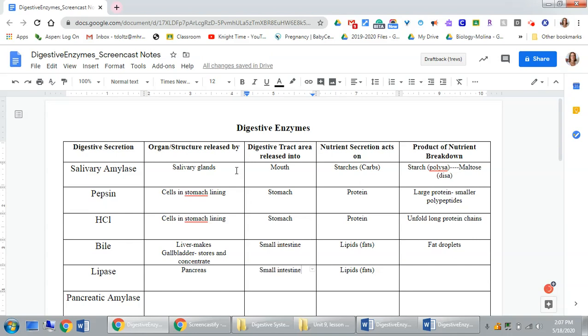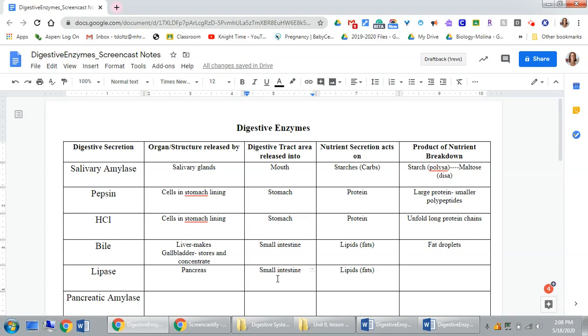Notice, like with these, you made salivary amylase in the salivary gland, and then it got released to the mouth. So I guess salivary glands are accessory because these two boxes are different. But here, pepsin was made in the stomach and used in the stomach, so you can tell this is not an accessory organ. These are accessory organs because this box is different than this box. We made it in the pancreas, an accessory organ, but we use it in the small intestine, which is part of the GI tract.